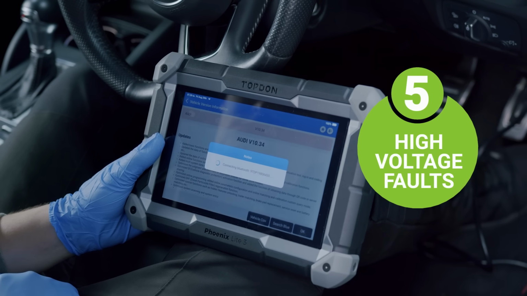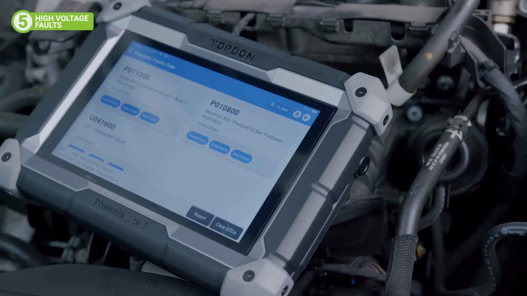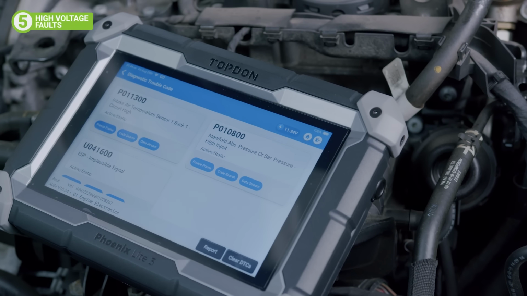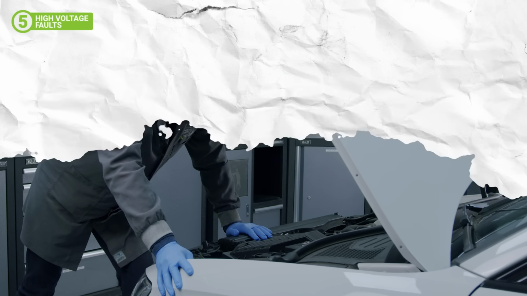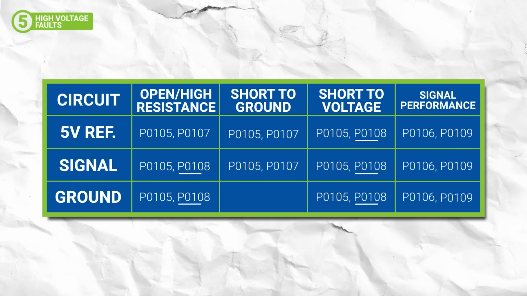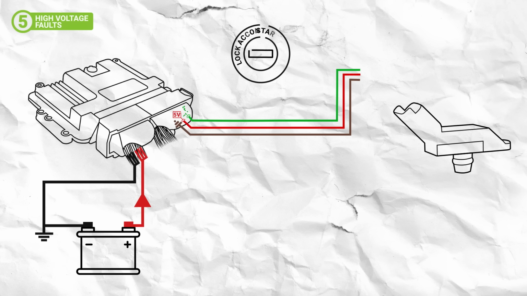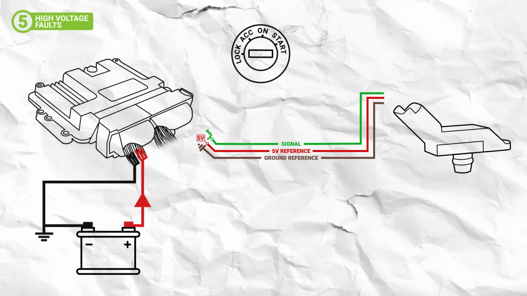Now, if your diagnostics are detecting a voltage high code, such as P0108, a similar process is going on, only the ECU is detecting an unusually high signal reading rather than an unusually low one. In this situation, it's likely there's a short to voltage, an open or high resistance in the map sensor signal circuit. With the ignition off, disconnect the ECU connector and remove the signal wire from the terminal.